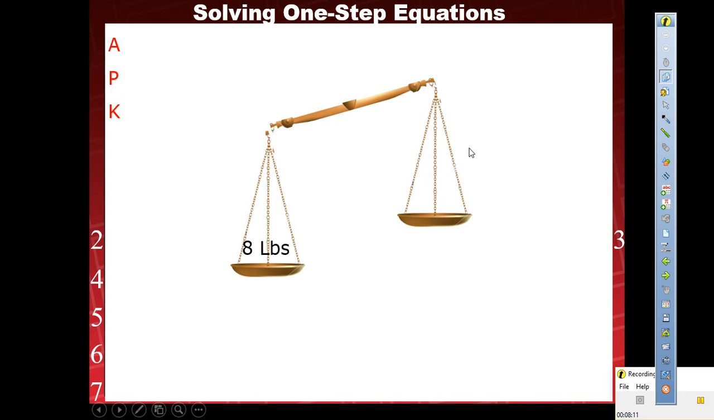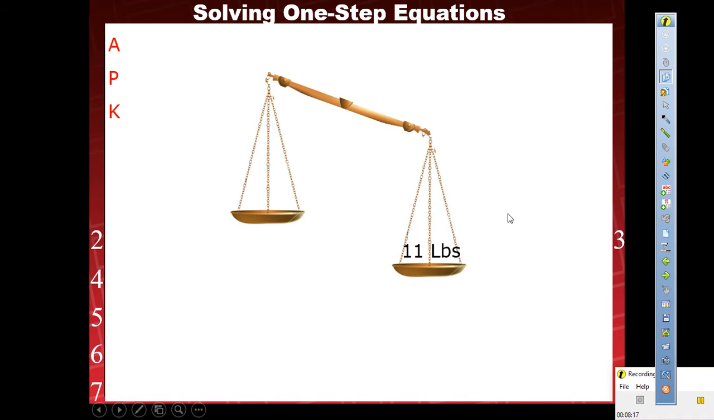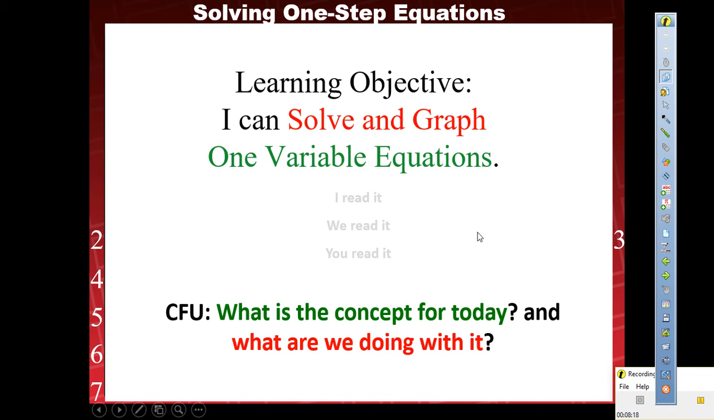So today we're not looking at inequalities. I just wanted to show you the same concepts coming from scales. We're looking at what? Equations, all right? So our objective for today, I can solve and graph one variable equations. We read it together, 1, 2, 3. I can solve and graph one variable equation. So write that down, please. And you do need a Ferrer model since we're starting a new concept. And loosen up your wrist because we are going to be writing some stuff down. Okay, here we go.